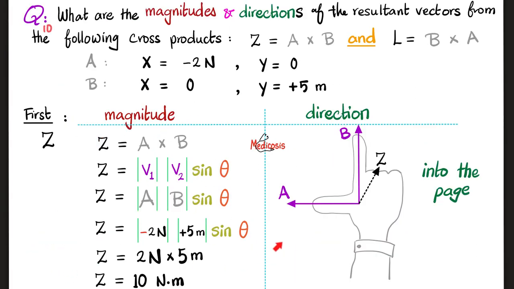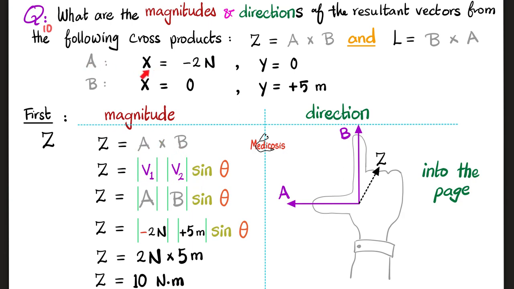So let's do it. First, let's answer this question for Z equals A times B. And then in the next slide, we will answer L equals B times A. Okay, Z equals A times B. This is a cross product because the resultant is a vector, not a scalar, which means it has to be the first vector, the second vector, sine theta. What's your first vector, please?